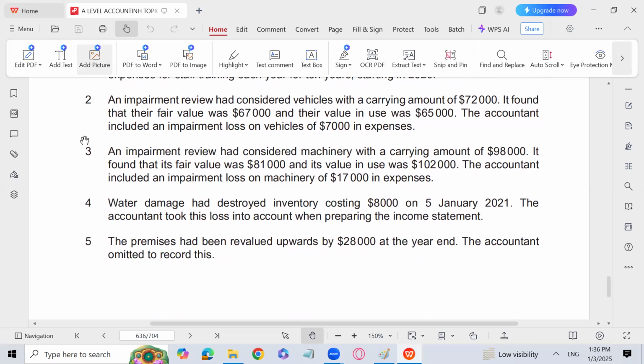The premises had been revalued upward by 28,000 at the year end. The accountant omitted to record this. It has no effect on the profit because revaluation does not affect profit at all. The asset of premises will be increased and the revaluation reserve is going to be credited, which is the capital reserve. So profit will not have any effect on that.